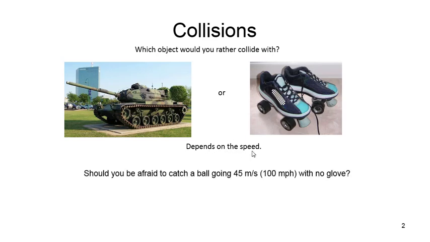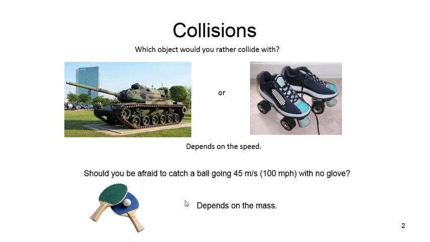Next thing to consider, would you be afraid of catching a ball that's going 100 miles an hour with no glove? Most of you would probably say yes, that would really hurt, might even break your hand. Well, what if it was a ping pong ball? It might sting, but it's not going to really hurt you. In this case, the speed is very high, but the mass is very small, so the collision wouldn't be so terrible. So with these examples, I hope you can see that when something hits you, it matters both what the speed of the object is and what the mass of the object is.